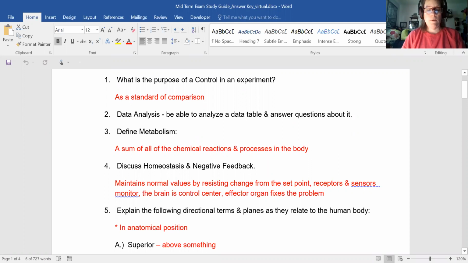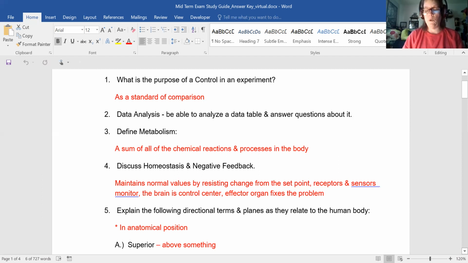We've been talking about homeostasis quite a bit. That is a topic that keeps popping up from chapter to chapter, but just in general for number 4, discuss homeostasis and negative feedback. Remember that it's going to maintain the normal values in your body. It's going to do that by resisting change from the set point. Now, if you remember what a set point is, it actually can be a point or a range of points.